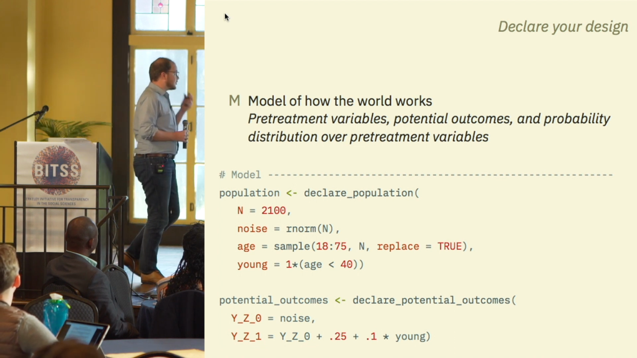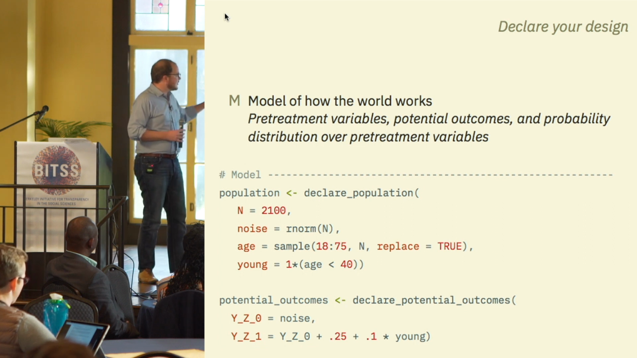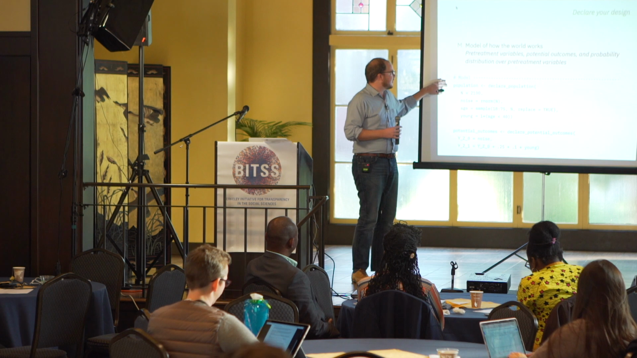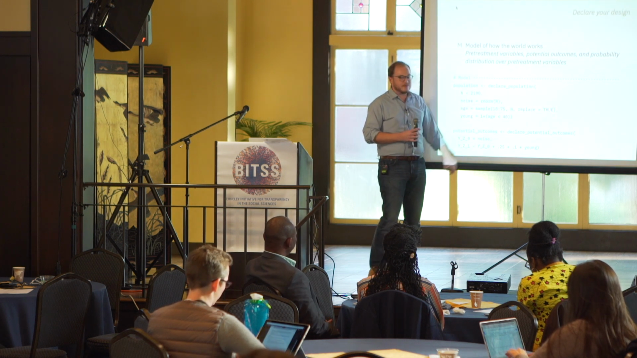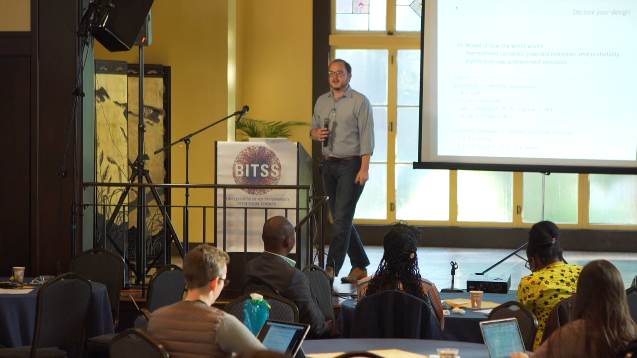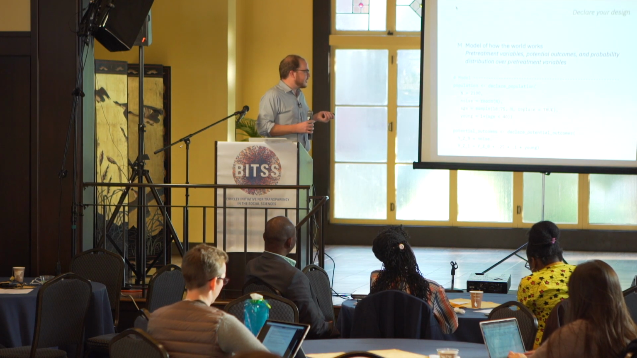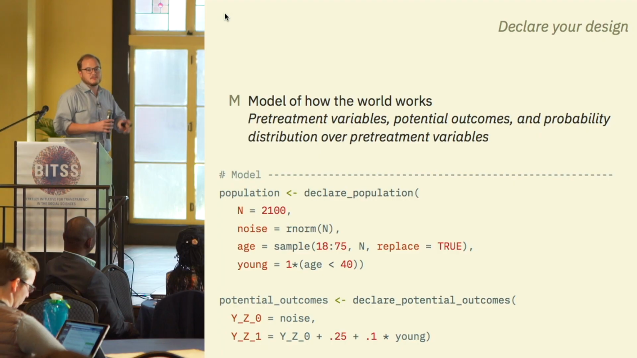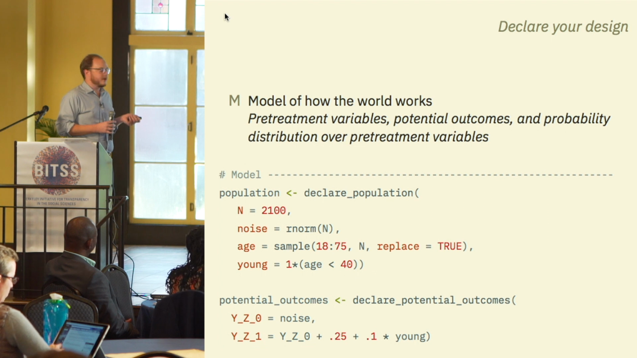So here we have a two-arm experiment that we're going to carry out. And so we have to declare, there are two parts of the model that are particularly important here. And each of these is run through an R function where we declare the features of these designs. And so we define our population as a set of 2,100 units, a small town, and the variables that exist in the world that are relevant to our design.